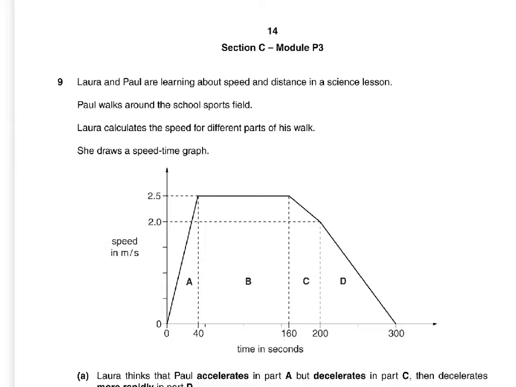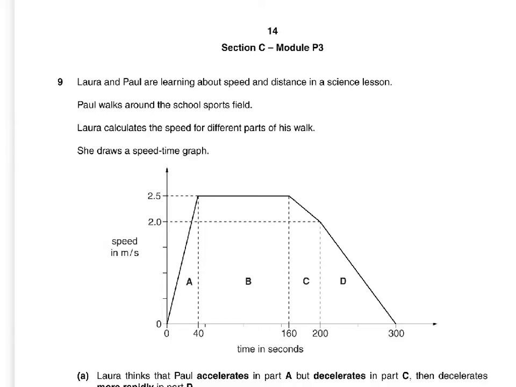Okay, section C. Let's see if I can get through this section without making any mistakes. Question 9. Laura and Paul are learning about speed and distance in a science lesson. Paul walks around the school sports field. Laura calculates the speed at different parts of his walk. She draws a speed time graph. So let's just move that up a little bit. There we go.